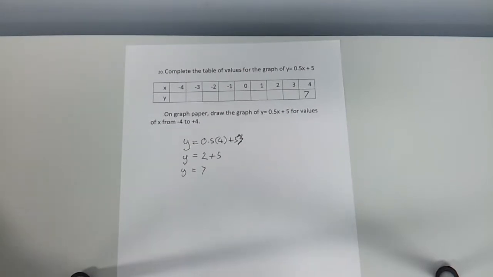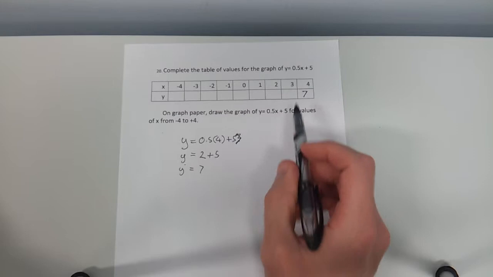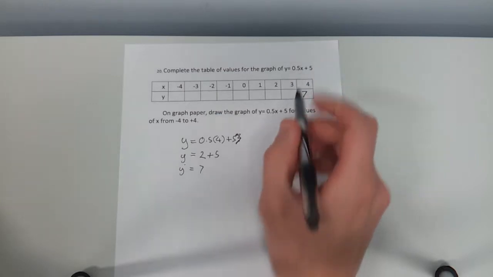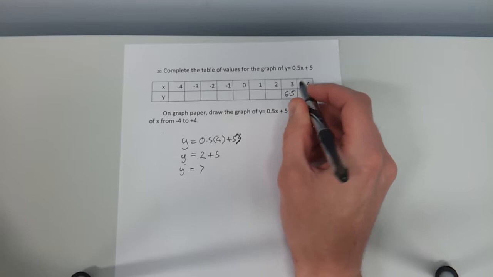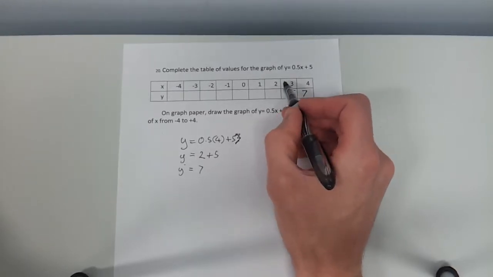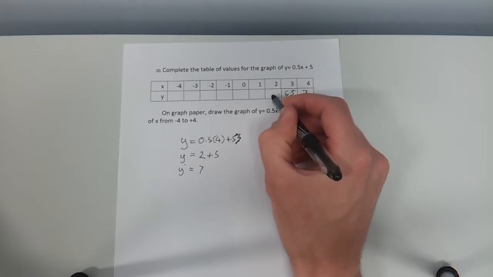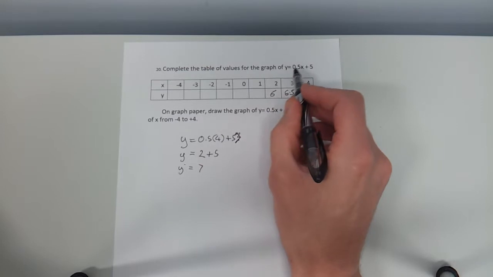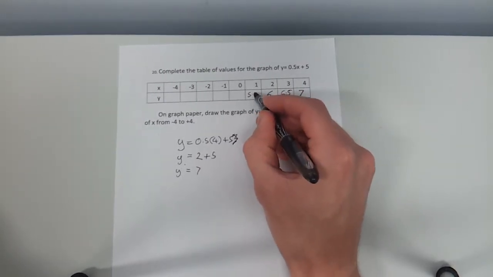So y equals 7 when x equals 4. So then we just go through and we do it all. Now you can write it out longhand, I'm just going to go through the values and put them in. 0.5 times 3 gives us 1.5, 1.5 plus 5 gives us 6.5. Then we've got an x value of 2, so we can say that 0.5 times 2 is 1, 1 plus 5 is 6, and we can start to see a pattern forming here now. 0.5 times 1 is 0.5, 0.5 plus 5 is 5.5.